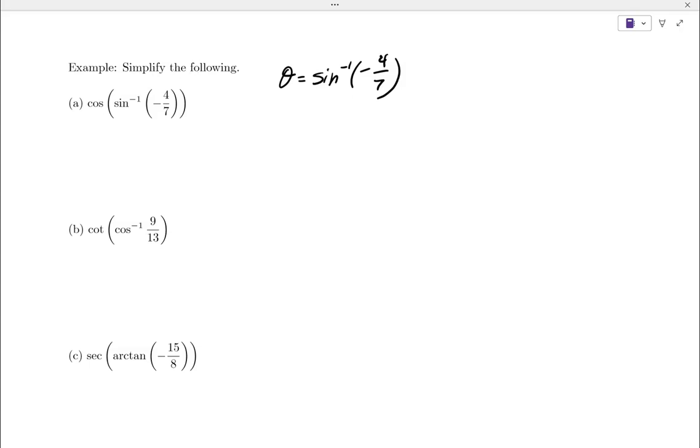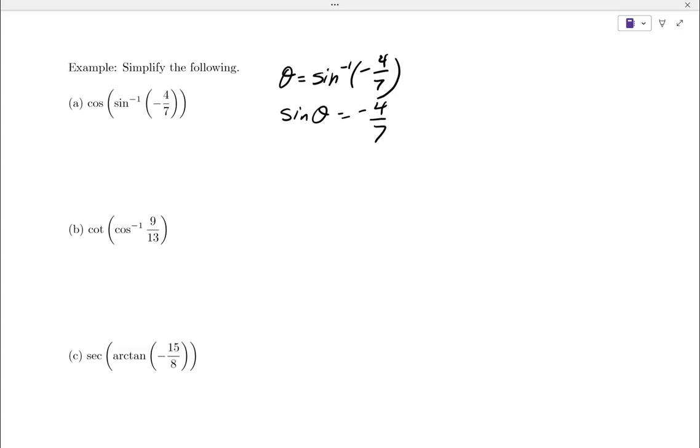Now let's rewrite this equation without an inverse function. How do we rewrite it so it's an equivalent statement but doesn't say anything about inverse? It's not quite multiply, but you get the right idea. Yeah, it's take the sine of both sides, right? So that says sine of theta has to be -4/7. Okay.